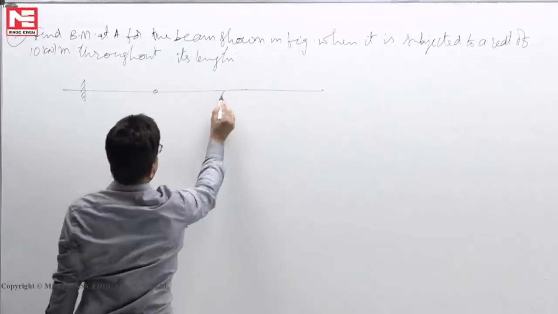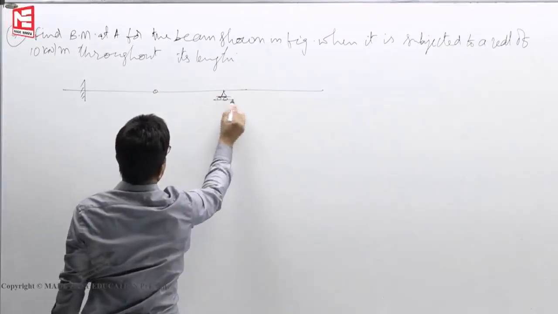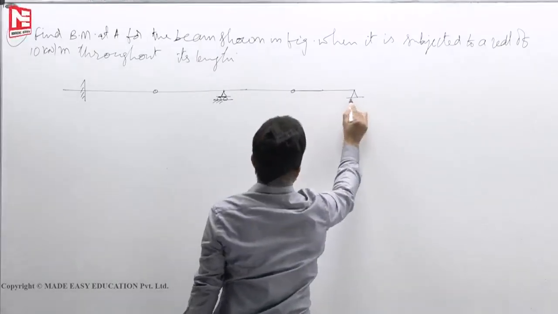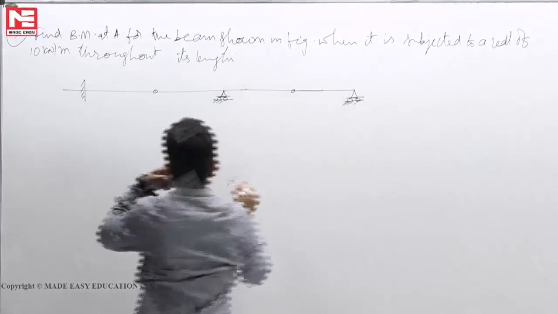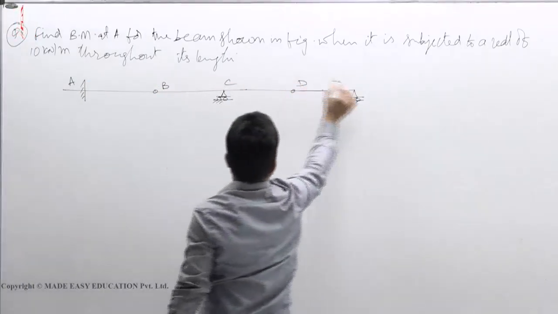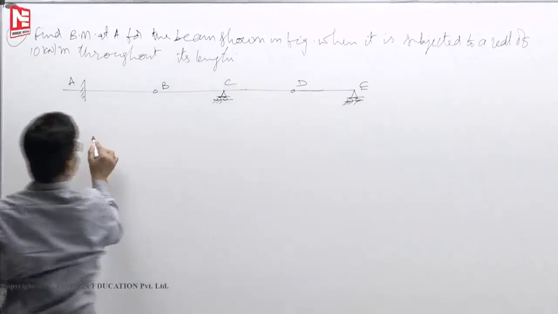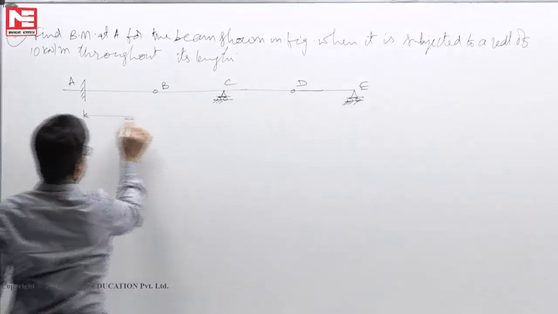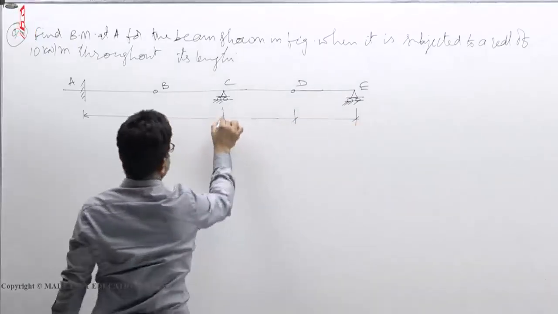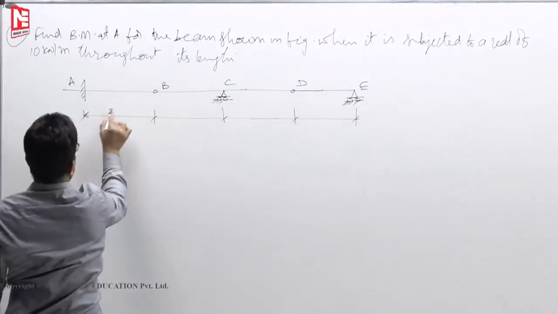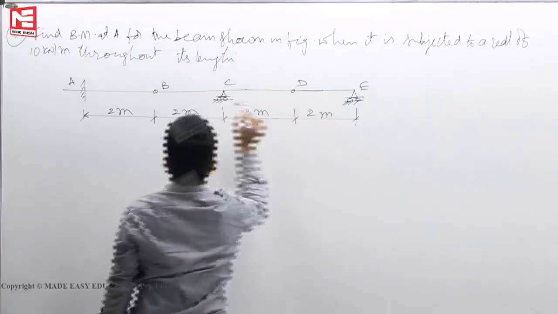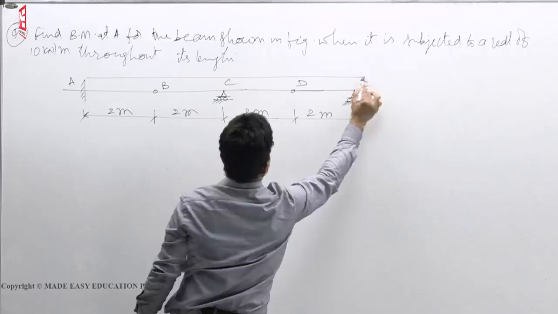There is a hinge here, a support, a roller support, one more hinge, one more support. Let us call the points A, B, C, D and E. Everywhere all the lengths are 2 meters and it is subjected to UDL throughout its length.